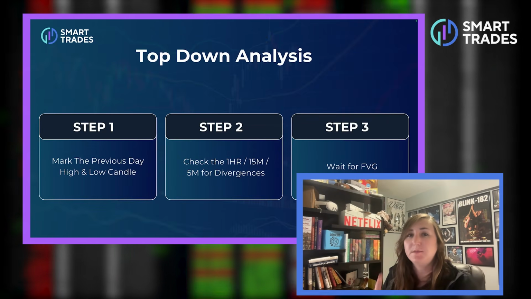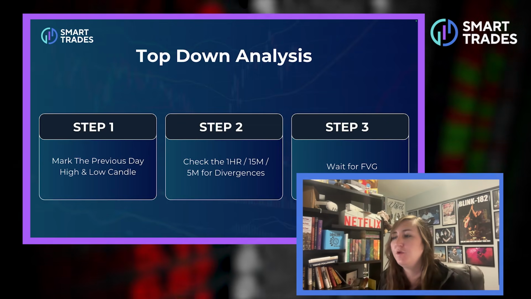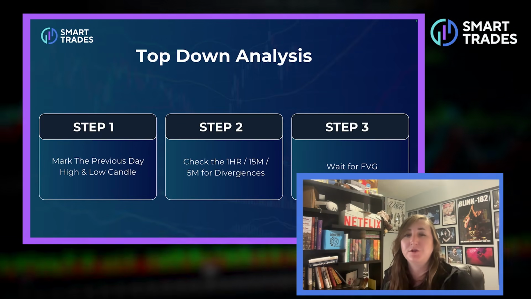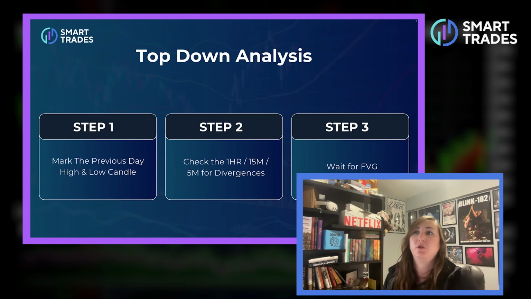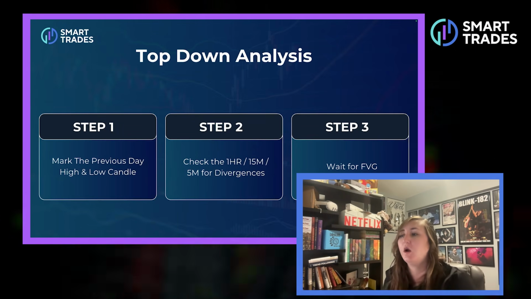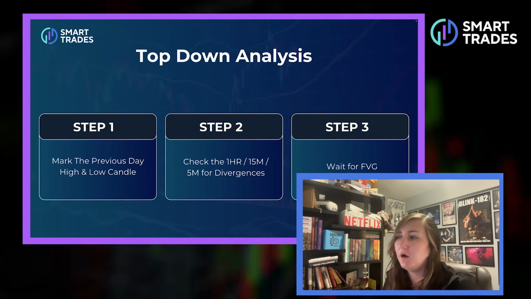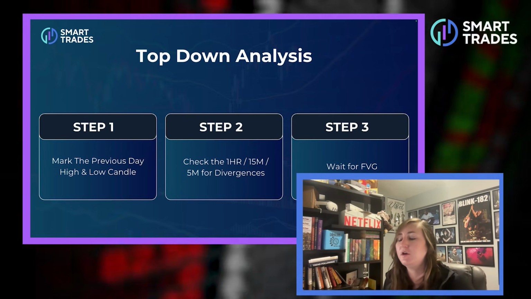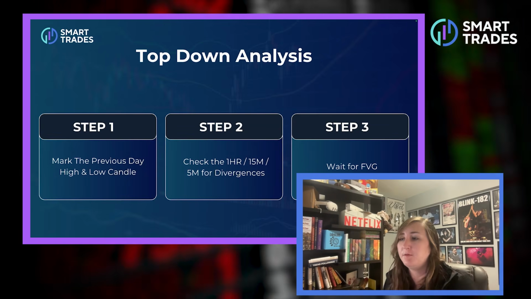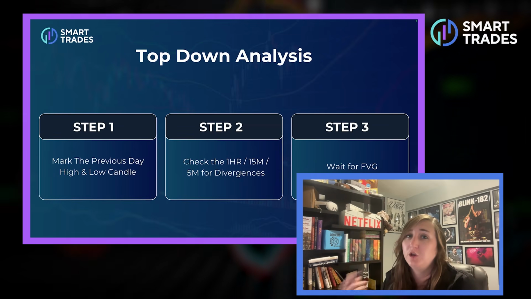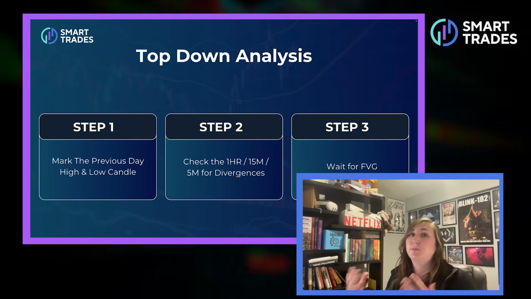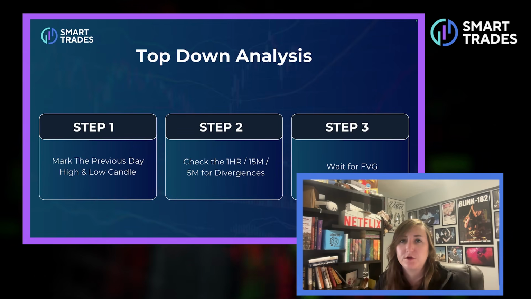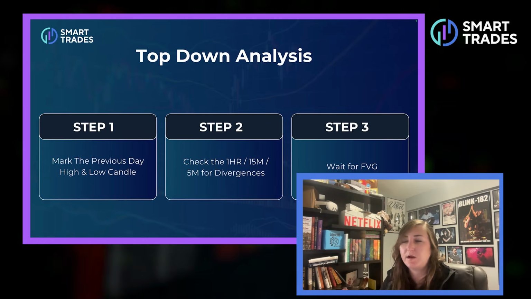And what are we doing here? Step number 1, mark that previous day high and low candle. Check the 1 hour, 15-minute, and 5-minute for any divergences that could go against you. If you're uncertain about whether to take a long or short, usually you want to go with the trend. Better odds, the trend is your friend here, okay? However, if you're seeing these divergences pop up on the higher time frames, you could be in trouble and it could go against you. Not always, but it can sometimes. So you could even wait for those divergences to play out and wait for another setup. There's nothing wrong with waiting for your setup for a trade.